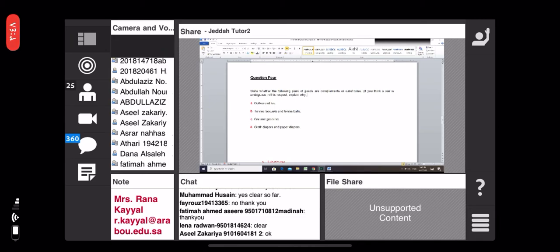State whether the following pairs of goods are complements or substitutes. Complements are products that go with each other.